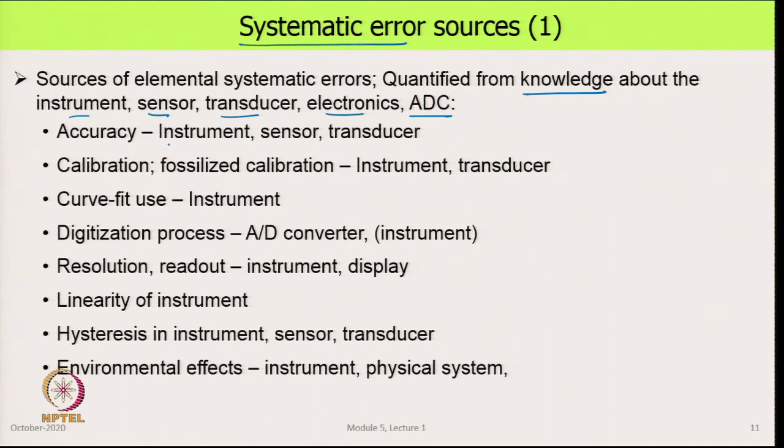So, accuracy issues come up with the instrument itself. If you are using a sensor and doing something else, we have to look at the sensor accuracy. Transducer, you will have the accuracy of the transducer. So, depending on how the instrumentation system is set up, we could have one or more of these. In most cases we will just have the instrument, in which case we only talk about the accuracy of the instrument.